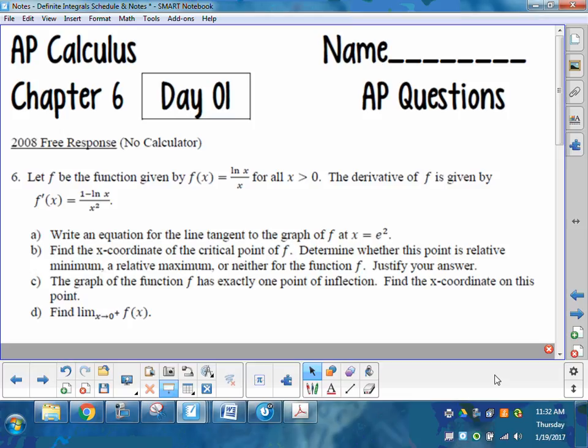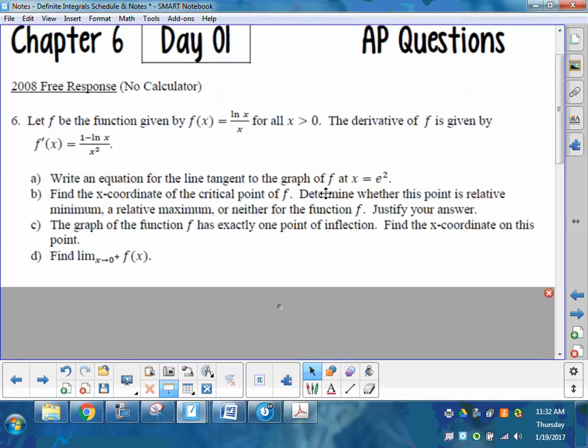Take a look at that first question. Here's the function, and here's the function's derivative. And we have that domain restriction on it because the argument of a natural log can't be negative or 0. Now, write an equation for the tangent line of the graph at that point.